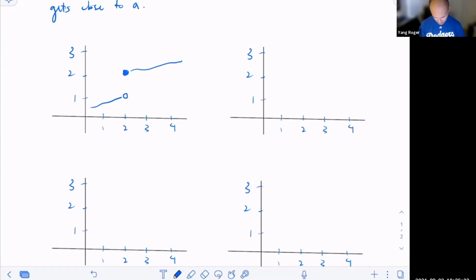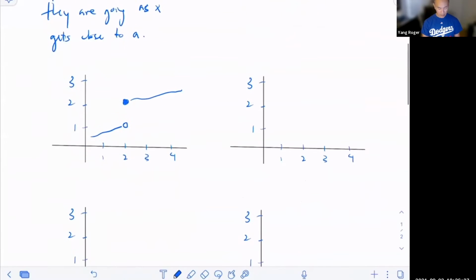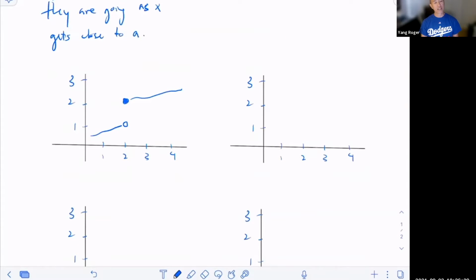Oh, wait, you know what? Sure, let's do it like this. Okay. Then when I look at this picture, to me, it looks like it's going to be continuous everywhere except at one point. And the reason why is for all these other points, for all these points to the left of 2 and all these points to the right of 2, the function looks like it's going to the value that it actually is. All right.